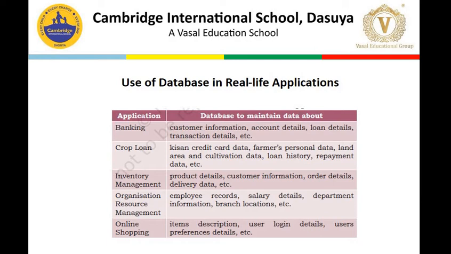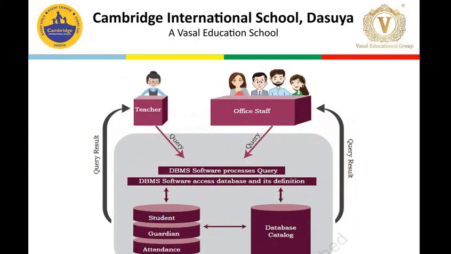Different sectors of the economy use databases: banking, inventory management, airlines, railways, insurance, schools, hospitals also. This is the backbone. No big organization can survive without a database. Then we discussed how the database is implemented at a school level. We briefly discussed this.